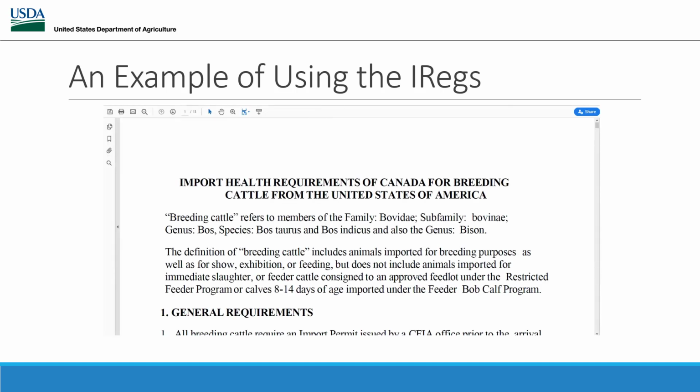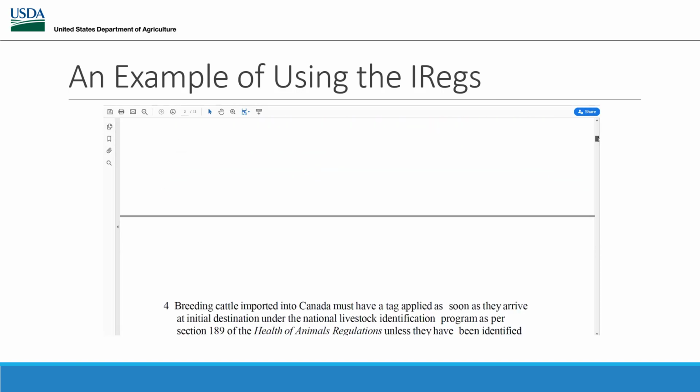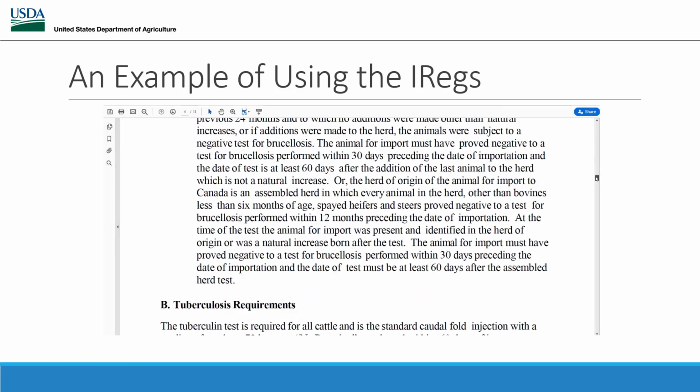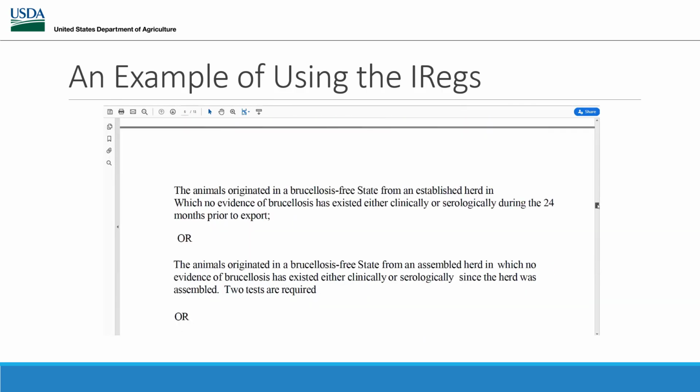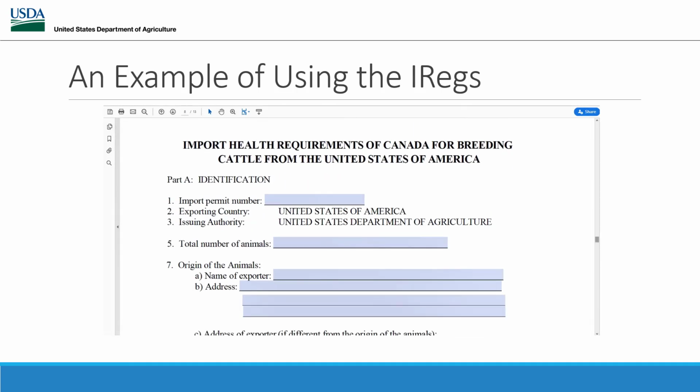The PDF that opens explains Canada's requirements for the import of breeding cattle and ends with a country-specific health certificate for these animals. Similar to our example with sending a dog to France, when you're ready to issue the health certificate, you'll click on and complete the fillable fields prior to signing the health certificate.